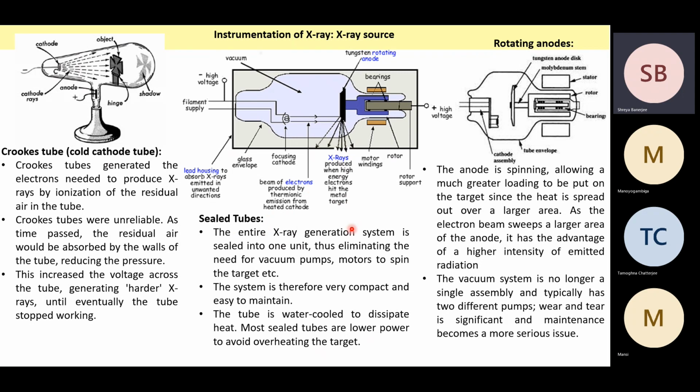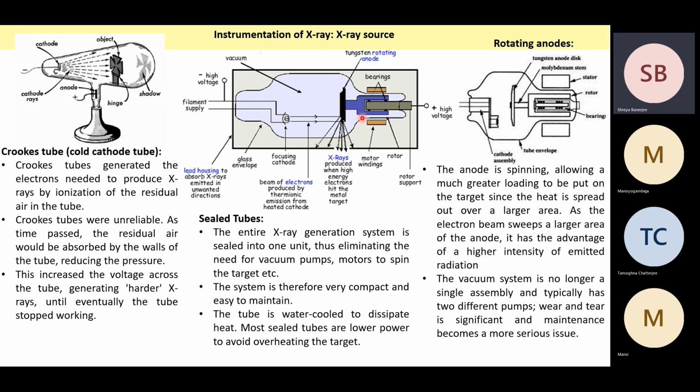After sealed tubes, there was further advancement and rotating anodes were next used. So here the difference is that the anode is spinning. So any heat that is produced is spread out over a larger area. So the problem of overheating is eliminated. Also, because the beam of electron is sweeping a larger area of the anode, it has the advantage of a high intensity of emitted radiation.